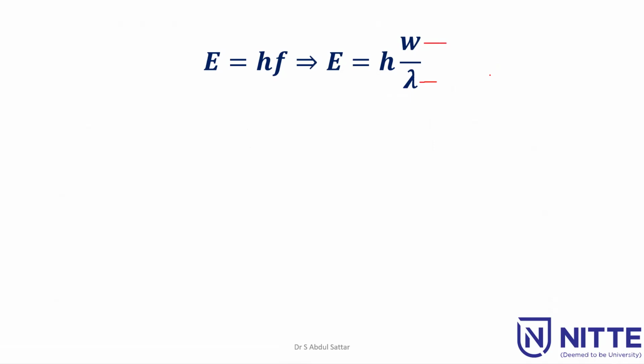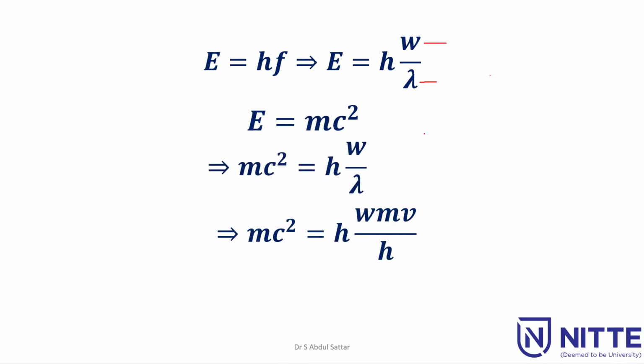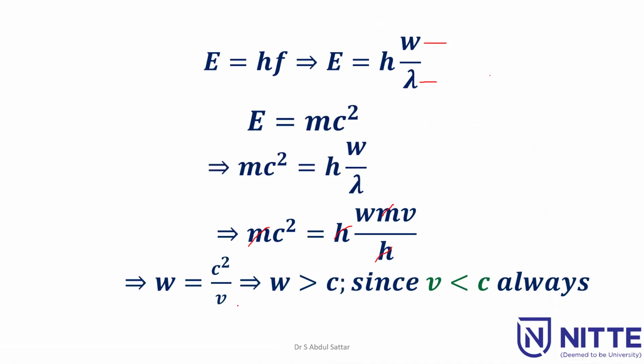And according to Einstein's mass-energy relation, E equal to mc square. So equate these two, then mc square equal to h w by lambda. We know lambda equal to h by mv. By substituting lambda equal to h by mv here, we get mc square equal to h m w v by h. Then this m will cancel, then h will cancel. Then you will find w equal to c square by v. So w equal to c square by v.